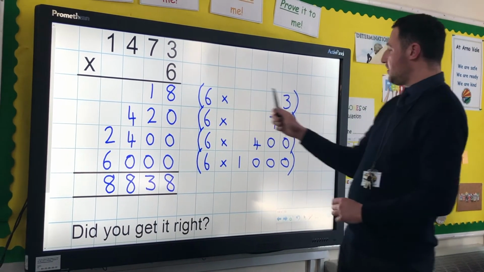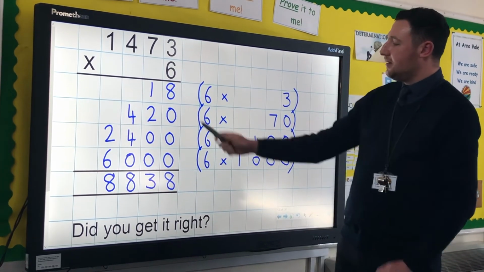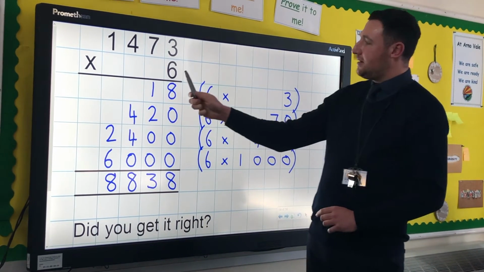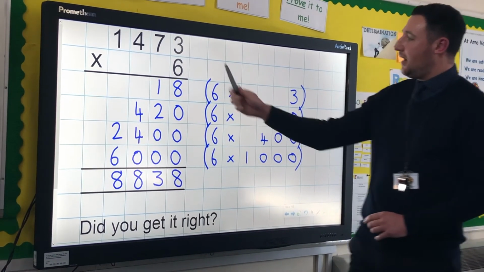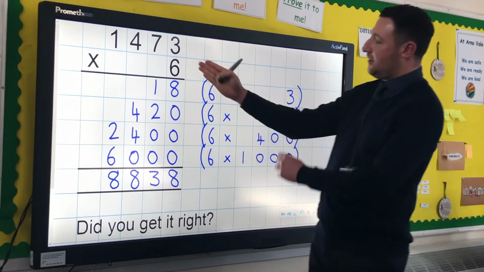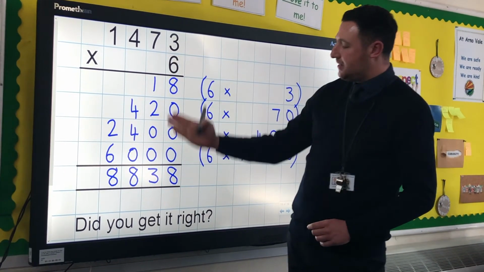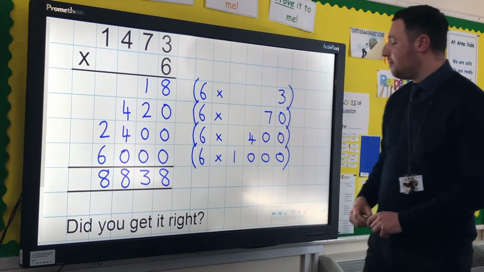So I did 6 lots of 3 to give me 18. I did 6 lots of 70 to give me 420. I did 6 lots of 400 to give me 2,400. And I did 6 lots of 1,000 to give me 6,000. I then added up how many units I've got, how many tens I've got, how many hundreds I've got, how many thousands I've got.